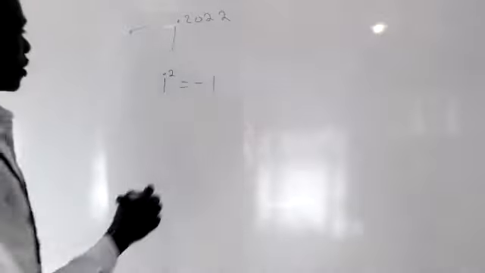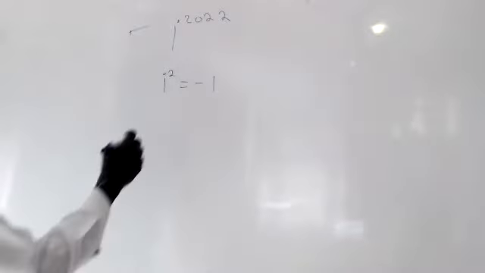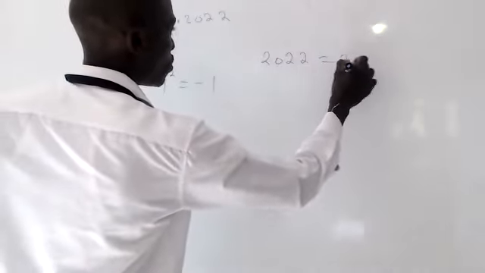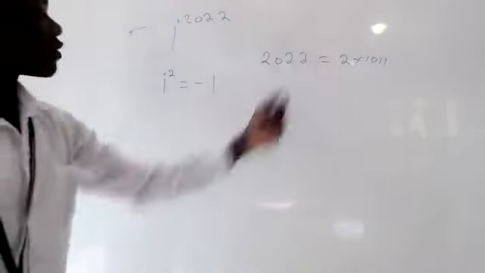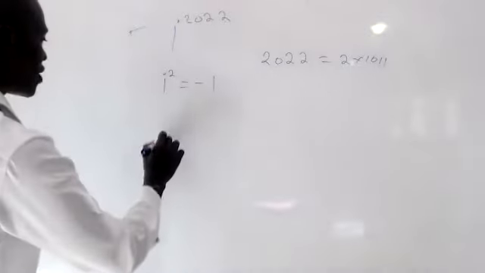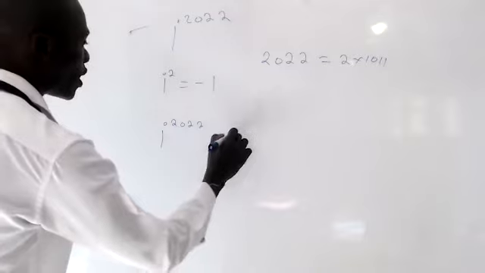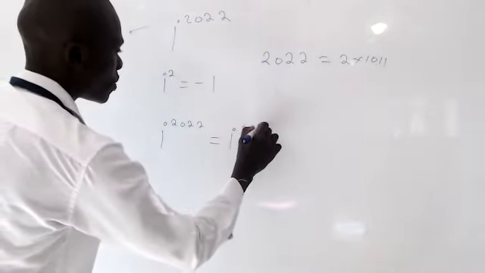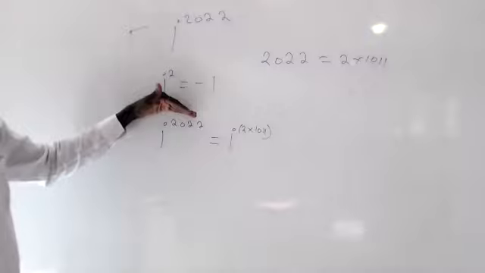Okay. So I'll just show the method I think is simplest. So you can write 2022 as 2 times 1011. Just do a factorization. So that means I can write i to the 2022 as i raised to 2 times 1011. I've just factored this.